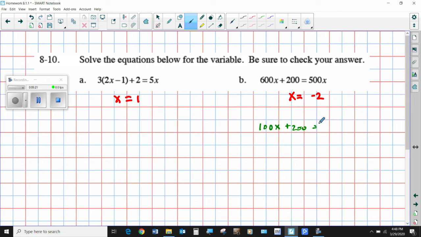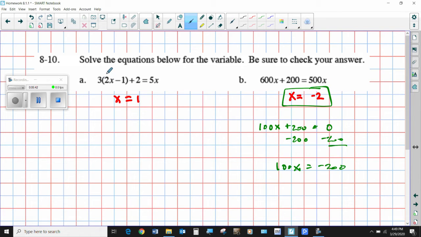And sometimes people aren't sure what to do at this point. But just keep in mind, when you took that away, you were left with nothing. So you can still continue the process. Subtract 200, and so it ends up being 100x is equal to negative 200. So what do you multiply times 100 to give you negative 200? It's got to be the negative 2 there.